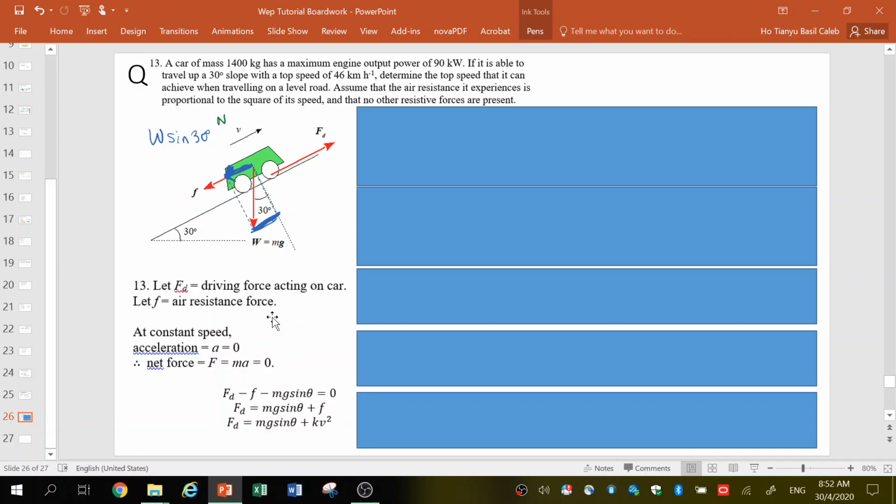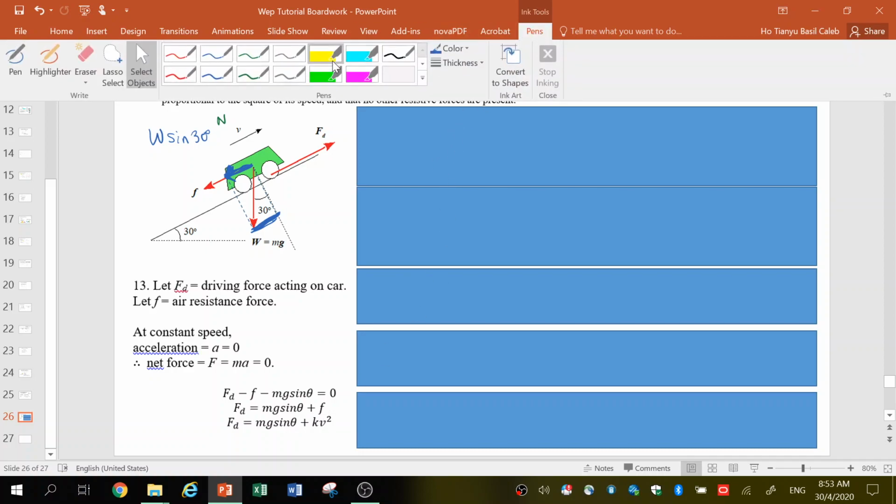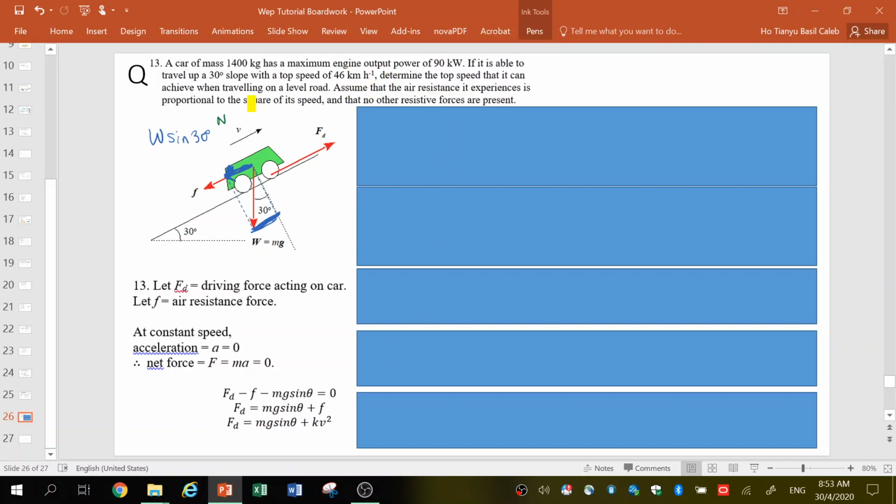All right, what's next? This is at constant speed, so acceleration equals 0. So net force F equals ma, which means the forward driving force Fd minus the friction minus mg sin 30 degrees equals 0. So the driving force is mg sin θ plus friction. Here is where we apply the other information, that the friction is proportional to the square of the speed, to get this equation.